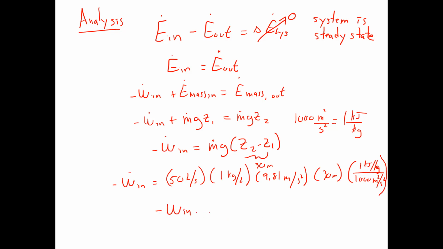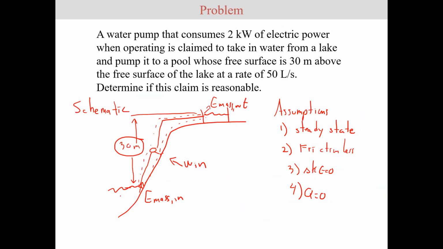So when I finish this off, I get that my final amount of energy is 14,750 joules per second, which is equal to 14.75 kilowatts, right? So I found out that the energy required for the pump to move the water at 50 liters per second to move it 30 meters high, I need at least 14.75 kilowatts just to move the water. And 14.75 kilowatts is, of course, greater than 2 kilowatts. Therefore, according to that, the claim that it only consumes 2 kilowatts is false.